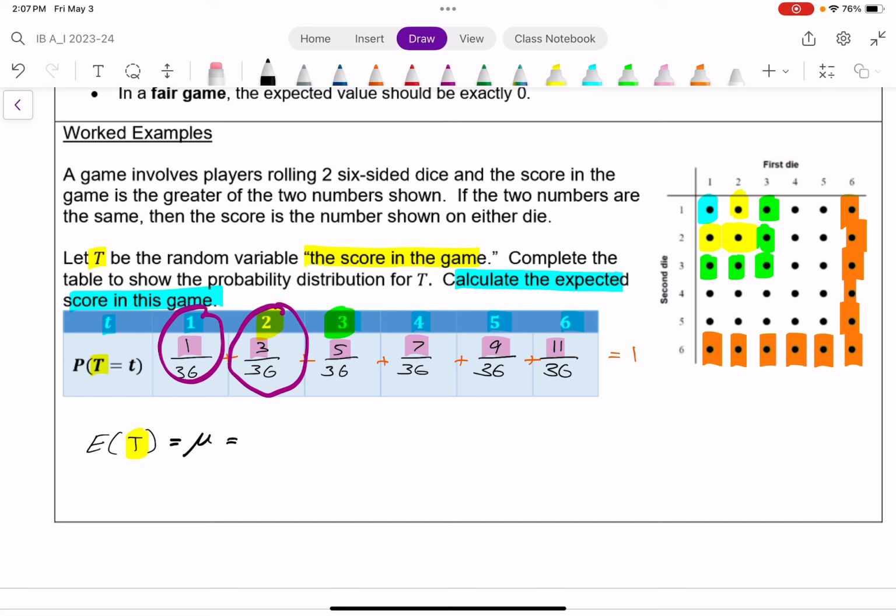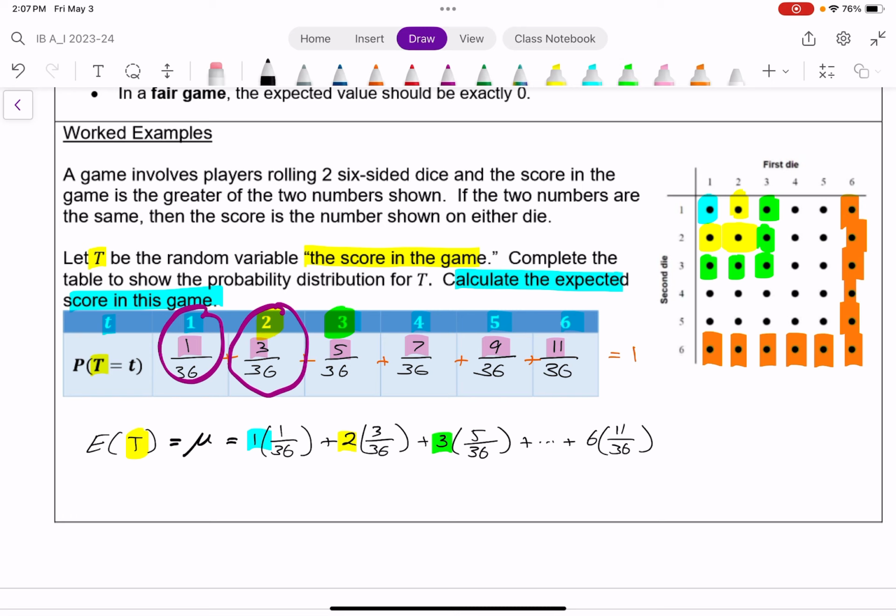It is going to be the score for each times the probability for each. So for example, the score of 1 times a 1 in 36 probability, plus a score of 2 with a 3 in 36 probability, a score of 3 with a 5 in 36 probability, and I'm just going to go to the end. Lastly, a score of 6 has an 11 in 36 probability. And so the expected value is all of these scores multiplied by the probability of each score, added up. It is just the average of all the possible outcomes here.